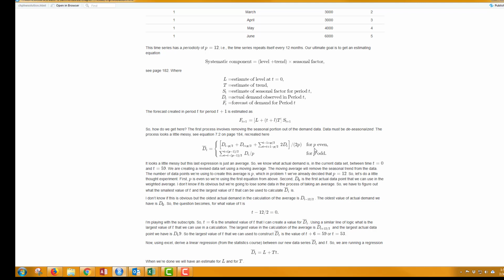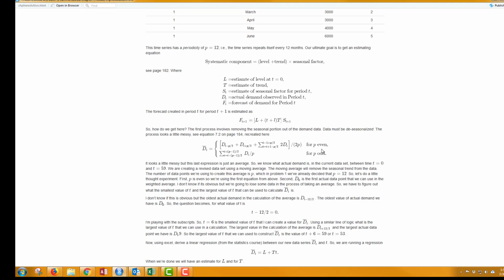One I use when the periodicity is even, like we have; 12 is an even number. And one of these calculations we use when P is odd. Notice that when P is odd, it's actually the simpler of the two expressions. But how often are time periods odd? Quarterly, that's even. Annually, that's even, etc. Most of the time we're going to be using this upper equation to de-seasonalize demand.